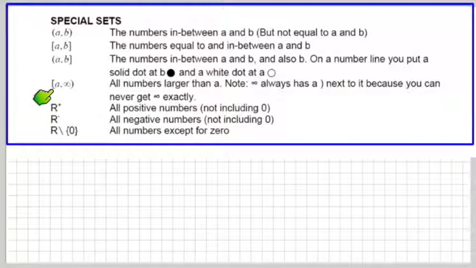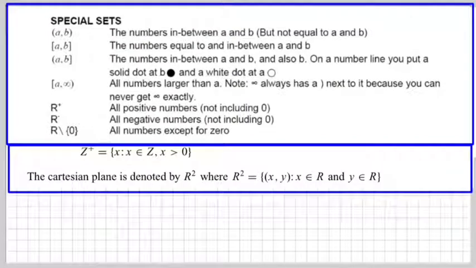All numbers from A, including A, up to infinity. You can never include infinity because infinity is not actually a number, it's just a concept. You always have round brackets with infinity and negative infinity for that matter. Okay, what have we got here? All positive reals, all negative real numbers, and all real numbers with the exception of 0. Very nice. Now, what does this mean?